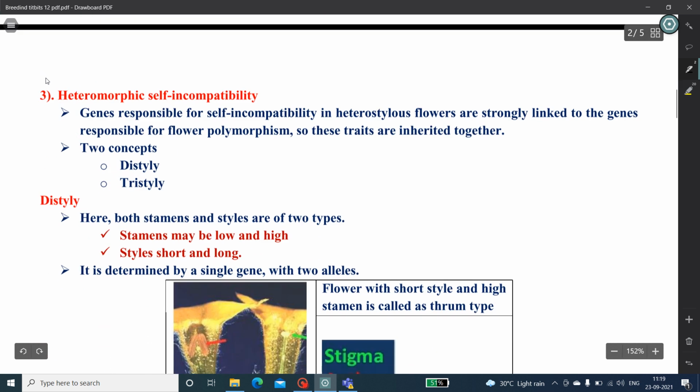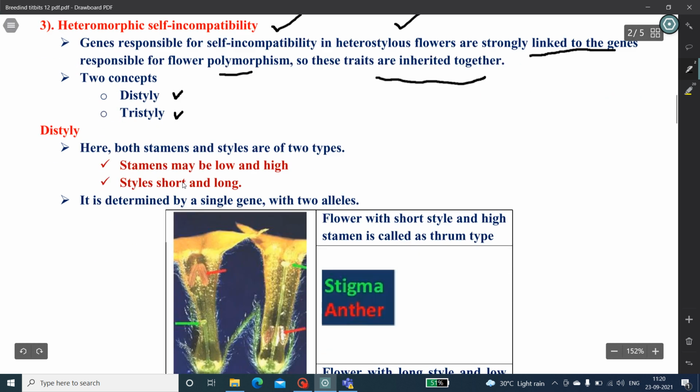The third one is heteromorphic self-incompatibility. Here the genes responsible for self-incompatibility in heterostylous flowers are strongly linked to the genes responsible for flower polymorphism, so these traits are inherited together. And there are two concepts: one is distyly and the other is tristyly.